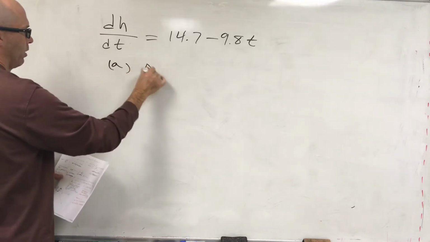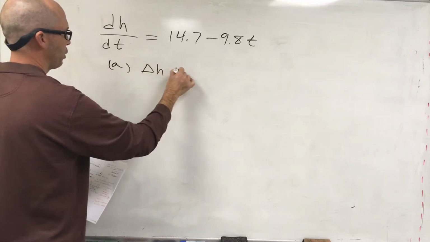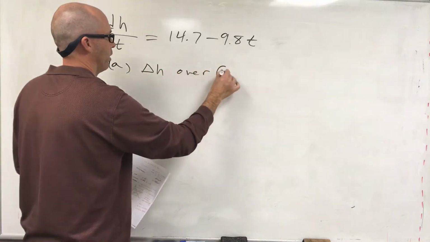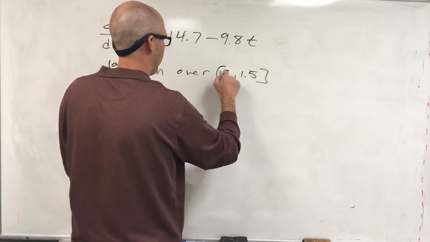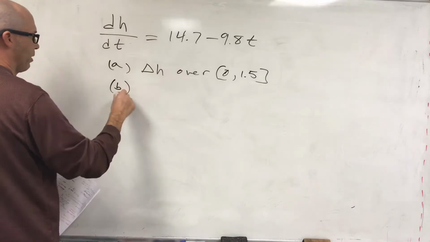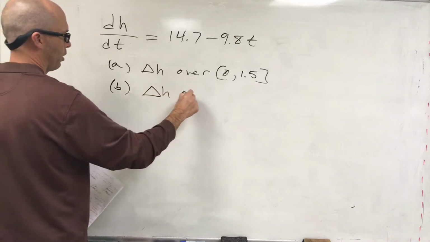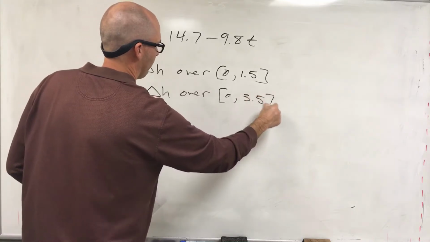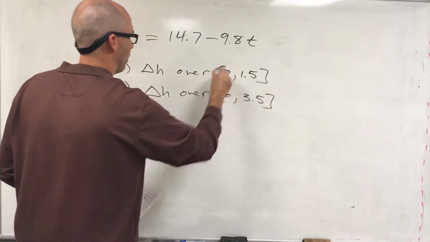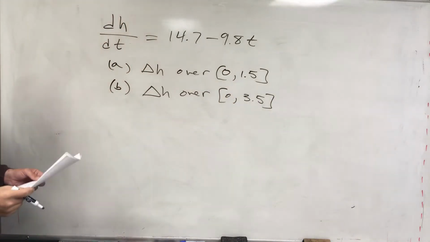A, we want to compute the change in h over [0, 1.5]. And part B, the change in h over [0, 3.5]. Okay.